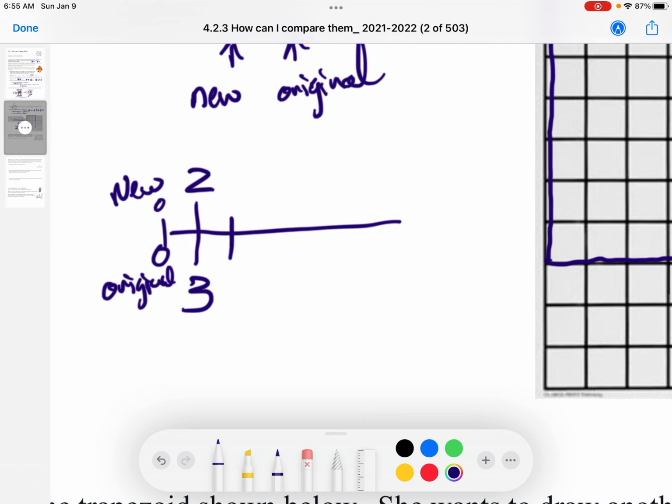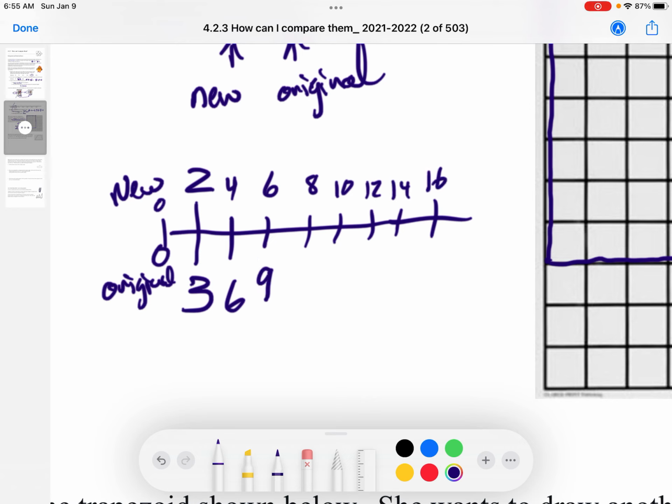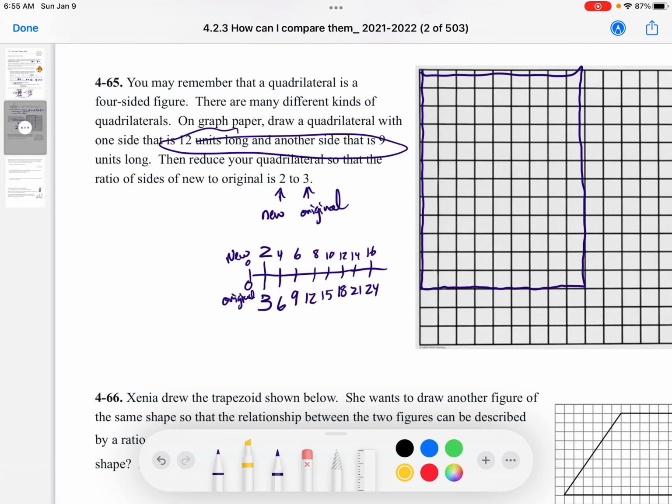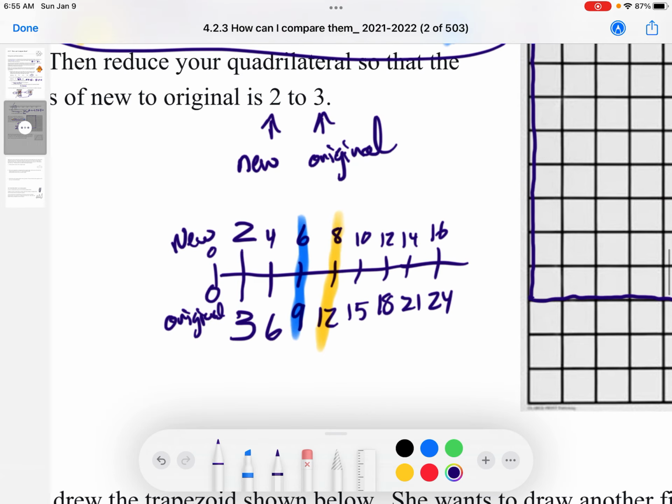So the new, remember we could do 2, 4, 6. I'm going to go up by 2s, 8, 10, 12, 14, 16. And my original is 3, 6, 9, 12, 15, 18, 21, 24, right? Okay. So what I have now is if my original was 12, then my new side is 8. And if my original was 9, then my new side is 6. So I need to draw an 8 by 6. 8 by 6, because those are my two new sides, right?